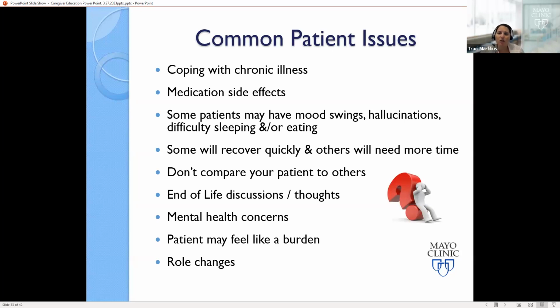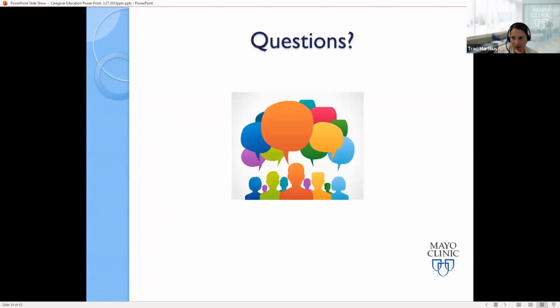And then, of course, the role changes that happen. So going into this, whether you're a spouse, a partner, a significant other, family, friend, and then going into being that caregiver role, it does change a dynamic. And then even trying to get out of that role after transplant can be hard as well. So that's why we have these support groups. That's why you have a social worker. Any questions?